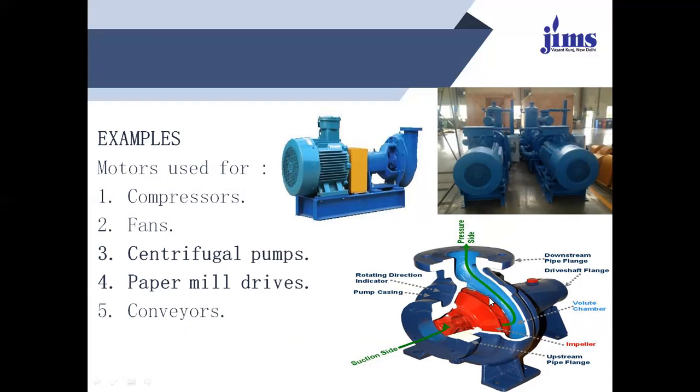And this one is the centrifugal pump of paper mills, where the pressure side is indicated by the arrow. The suction side is this one, and the pressure will be moving upward. So this type of operation will be there. There is a downstream pipeline, drive side flank, volume chamber, impeller, then upstream pipeline.